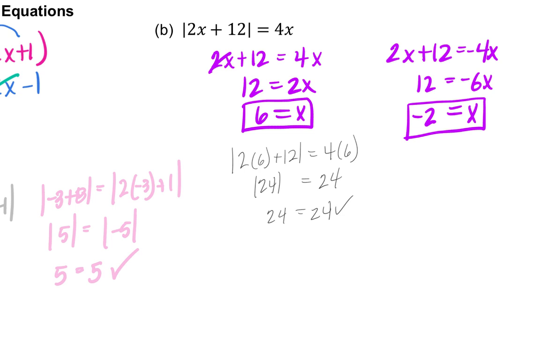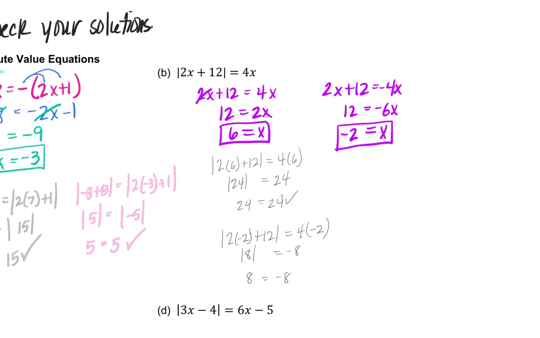Plug in your negative 2. So now I've got 2 times negative 2 plus 12 equals 4 times negative 2. Well, 2 times negative 2 is negative 4, and negative 4 plus 12 is 8, the absolute value of 8 is 8. Well, what is 4 times negative 2? Is 8 equal to negative 8? Does 8 equal negative 8? No. Having $8 and owing $8 are not the same thing.